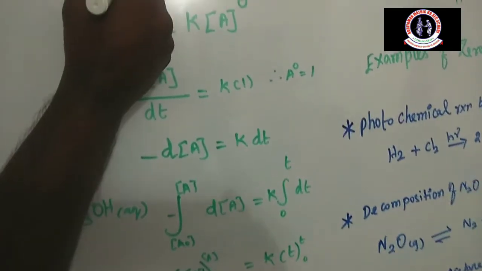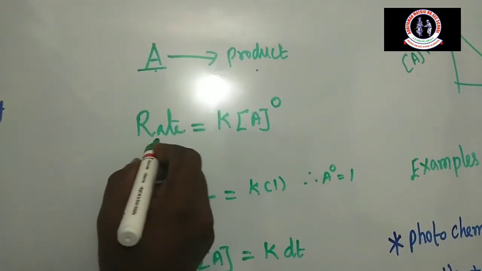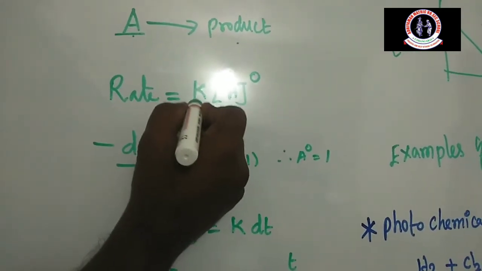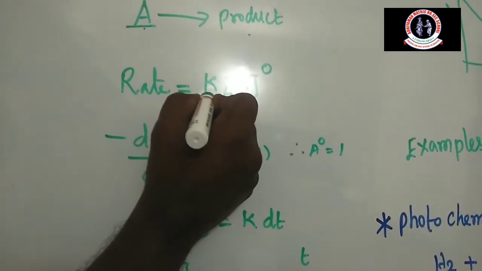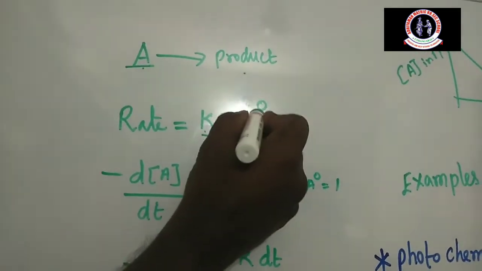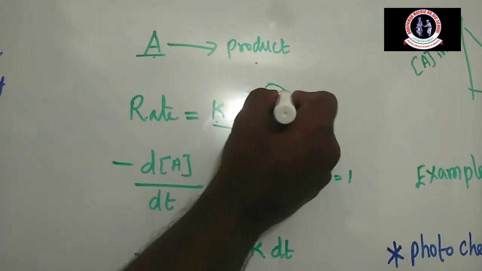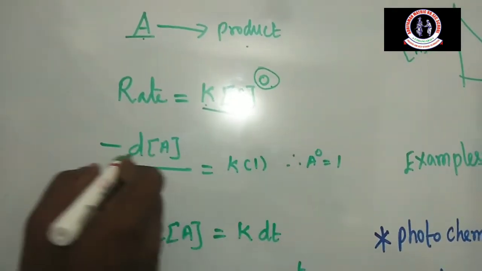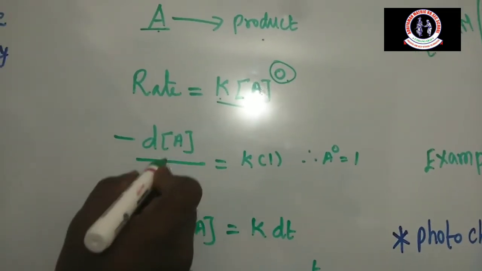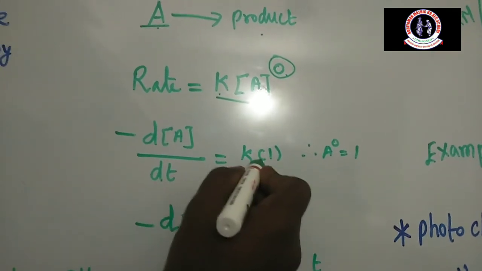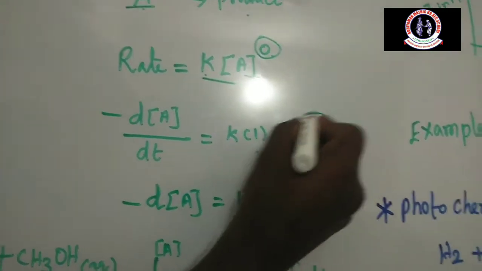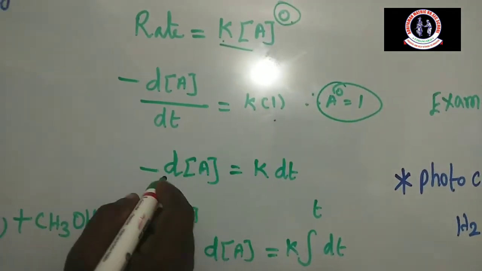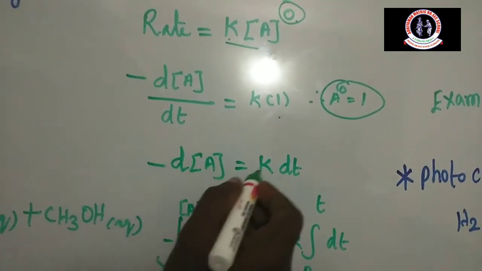Next, A is one of the reactants. It gives the product. Rate is equal to the rate law. Rate law is nothing but the rate constant and the initial concentration of the reactant. Here it is independent of the initial concentration of the reactant, it means the order is 0. That is a zero order reaction. Here minus d[A]/dt is equal to K into 1, because [A]0 is equal to 1. That is K into 1, K. So minus d[A] is equal to K into dt.